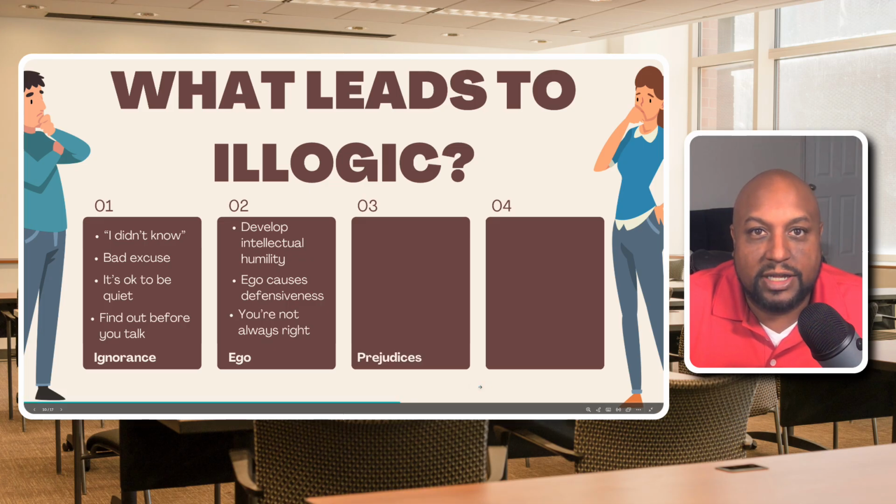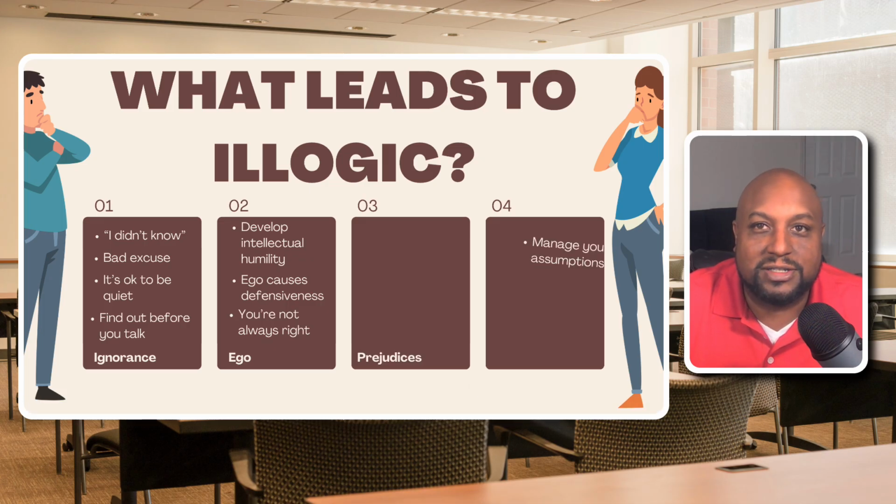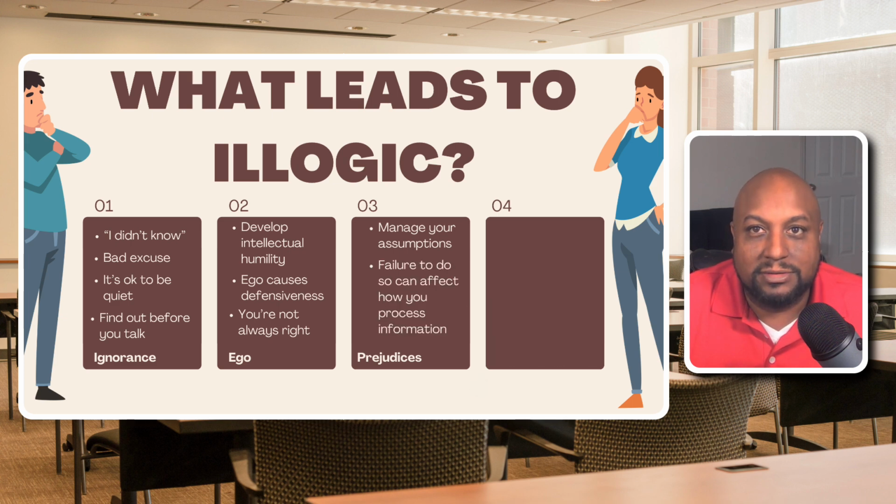The third thing that leads to illogic is prejudice. We are full of prejudice, biases, right? So we want to manage our assumptions instead of just assuming what we already know is true. You want to manage your assumptions and consider that some other things are possible. Failure to manage your assumptions can affect how you process information. If you already know what you think, you won't receive information open-mindedly, and then it won't affect what you think. And then we end up being illogical.